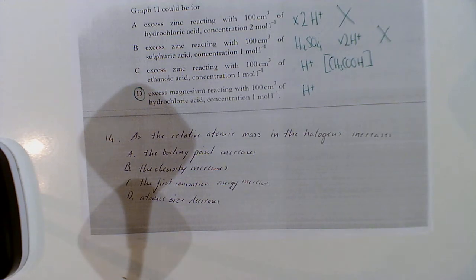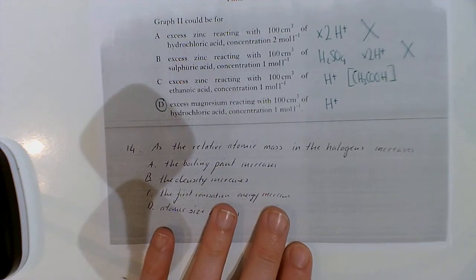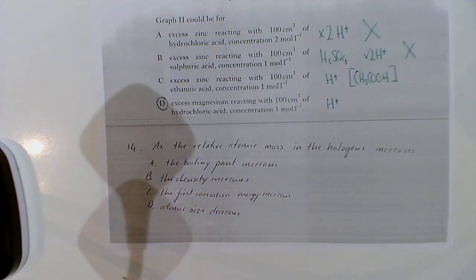Right, as the relative atomic mass in the halogens increases, so essentially as you go down the group, does the boiling point increase? Well, you'd have to consult the data booklet. So in the data booklet, if we look at our melting and boiling points, the melting and boiling points increase some of the way, but then they actually don't fully increase.